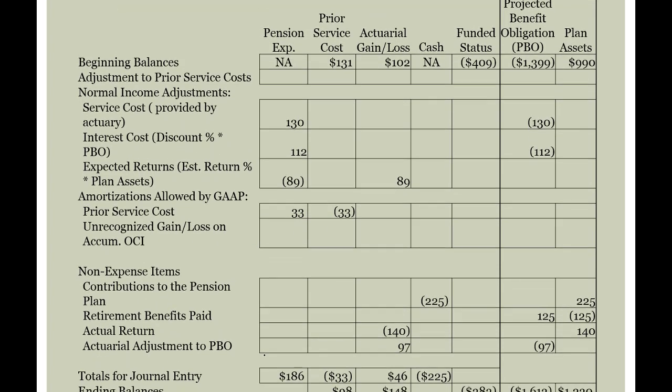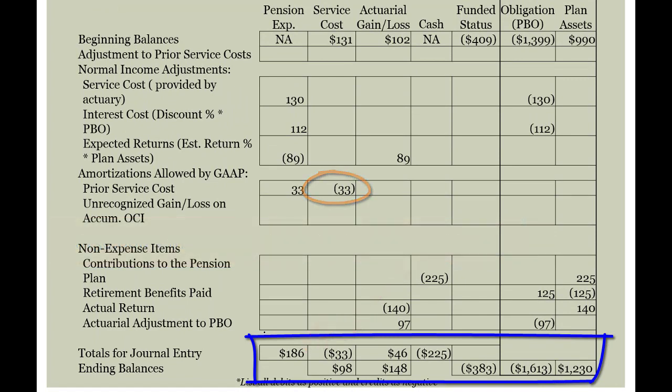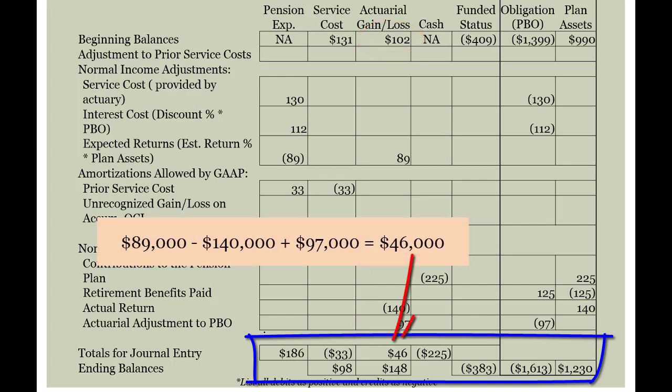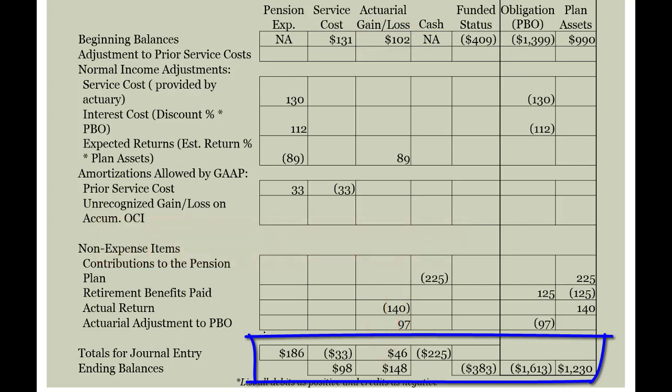So now that we've done all of our calculations, we've put in all of our numbers, let's take a look at the final set of numbers down here. We end up with 186 for our pension expense, 33,000 as our prior service cost being amortized away, which drops us to 98 as our new ending balance. We started with 102 in our actuarial gain and loss account, 46 debit as our journal entry amount, which brings us to 148 as an ending balance.